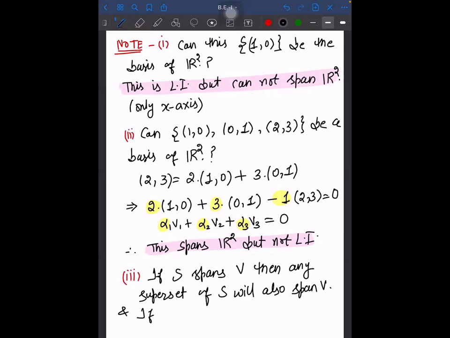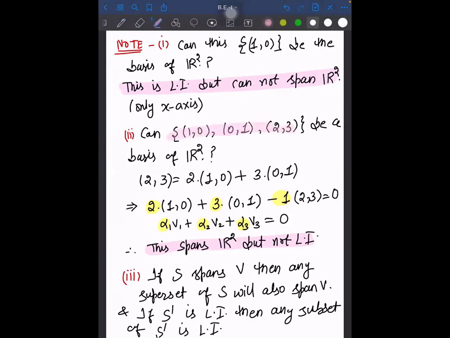And if S dash is Li, then any subset of S dash is Li. ठीक है? Yes, sir. एक बार स्पैन करने लग गया तो उससे बड़ा सेट हमेशा स्पैन करेगा ही, जैसे तुमने यहाँ पे देखा। तो ये स्पैन तो करेगा ही करेगा, क्योंकि ये इतना ही स्पैन कर रहा था, तो ये वाला अगर बीच में और जोड़ दिया तो स्पैनिंग में दिक्कत नहीं आएगी। और एक बार Li हो गया अगर इतना पार्ट, तो उससे छोटा इतना पार्ट Li होगा ही होगा। तो subset of Li will always be Li and superset of a spanner set will always be a spanner set.